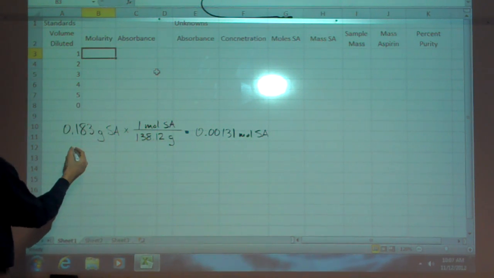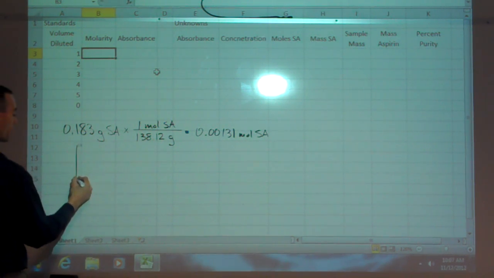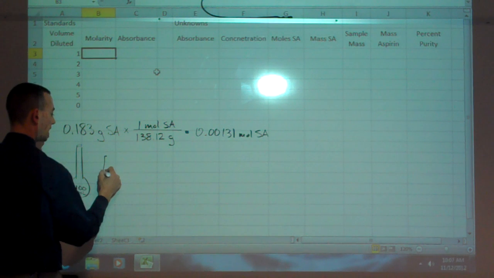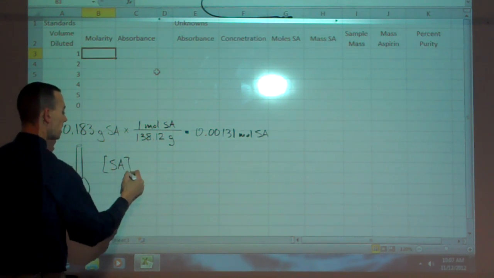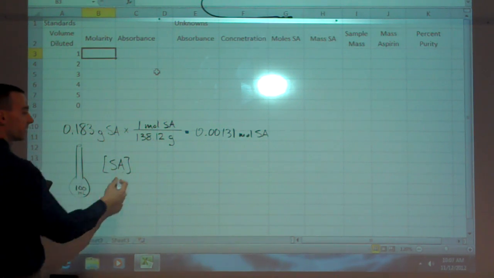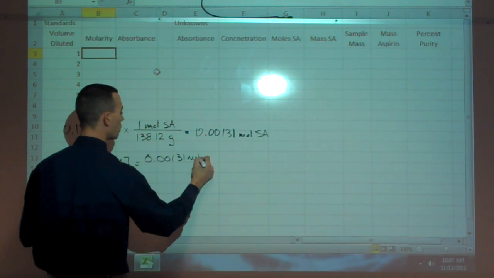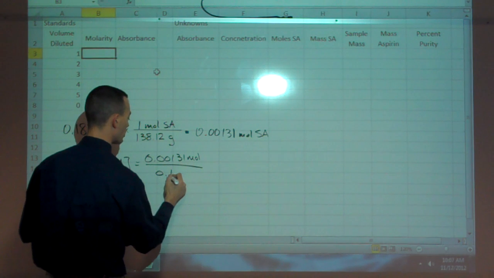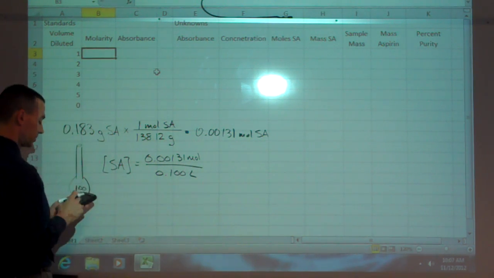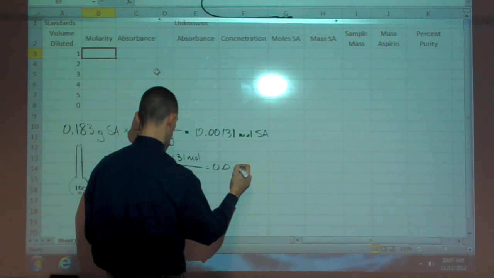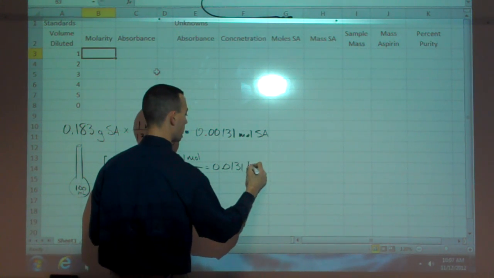Now this was dissolved into, if you recall, a 100 milliliter volumetric flask. So the concentration of our salicylic acid standard would be 0.00131 moles divided by our 0.1 liters, or 0.0131 molar.